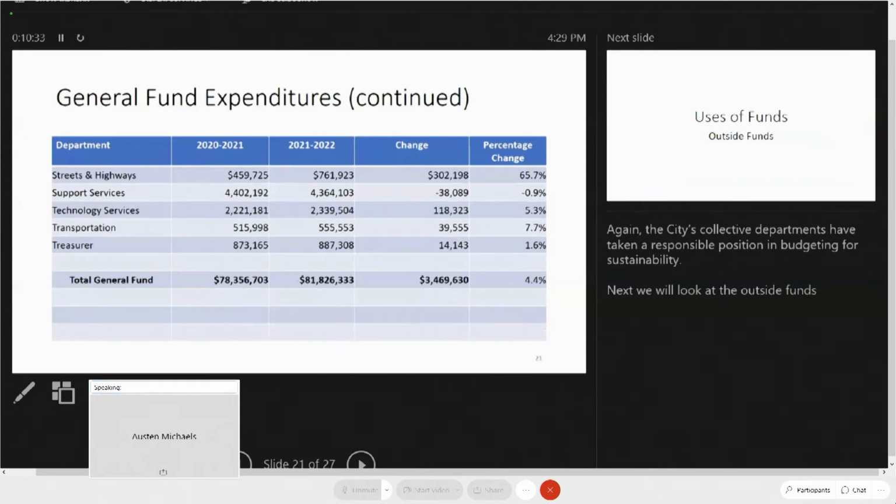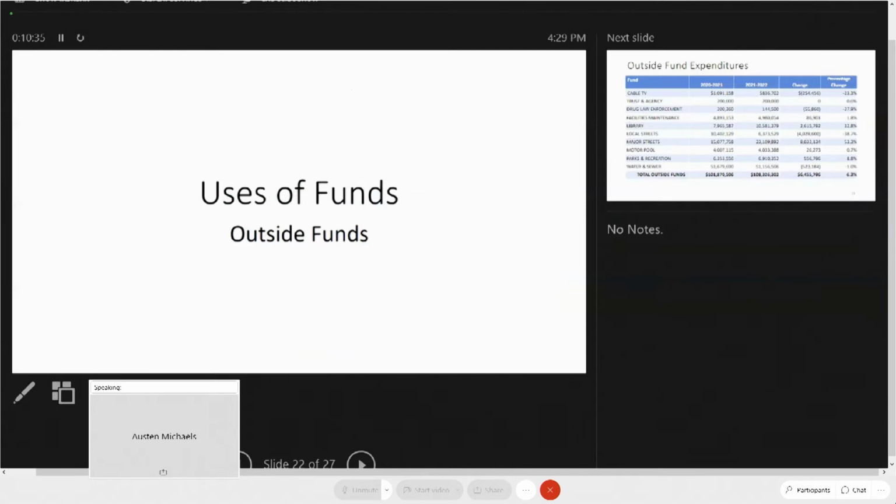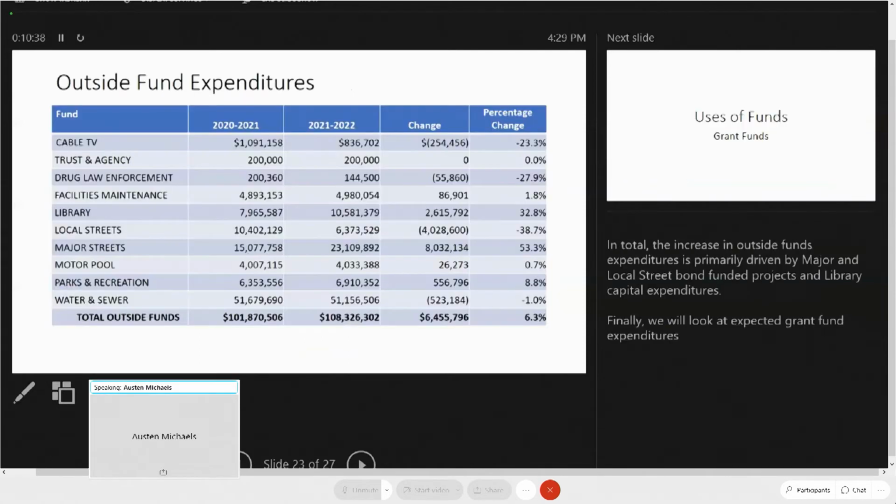Now we'll take a look at outside funds. In total, the increase in outside fund expenditures is primarily driven by major and local street bond funded projects and the library capital expenditures. Our total outside fund expenditures are just over 108 million, which is a 6.3% increase over the current budget year.